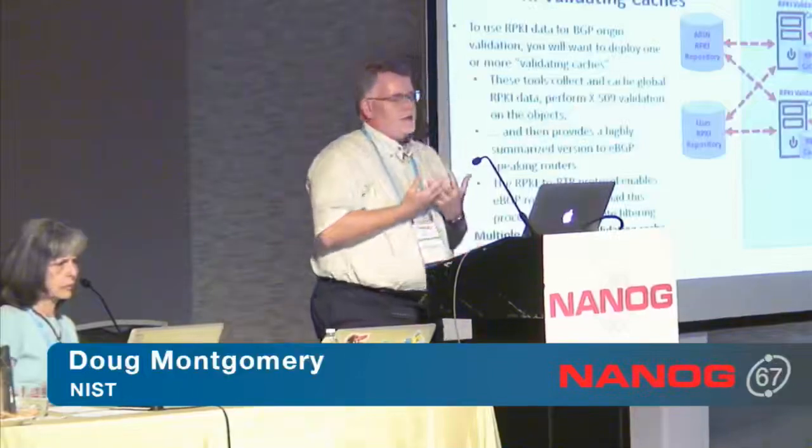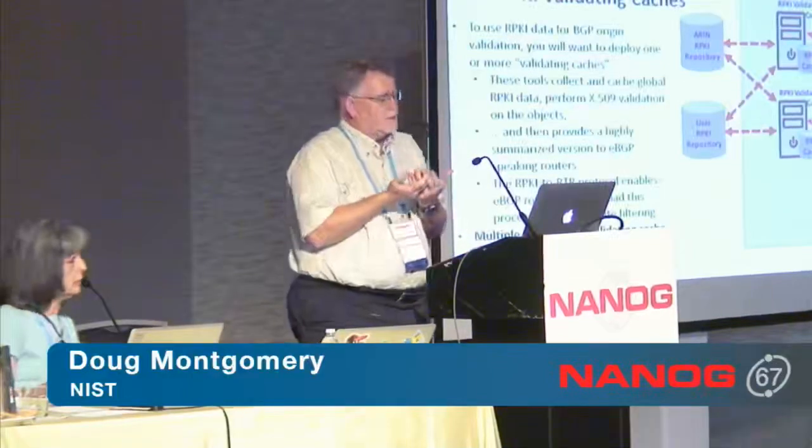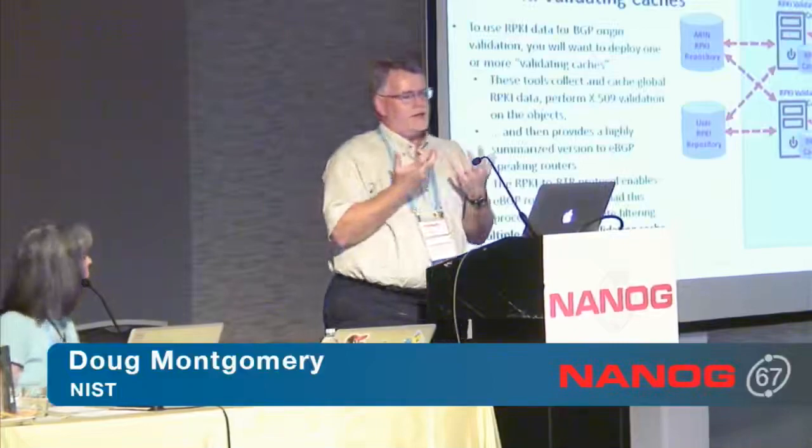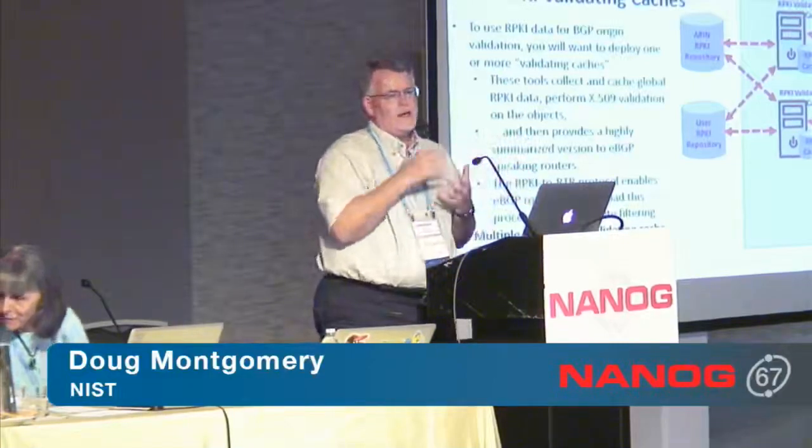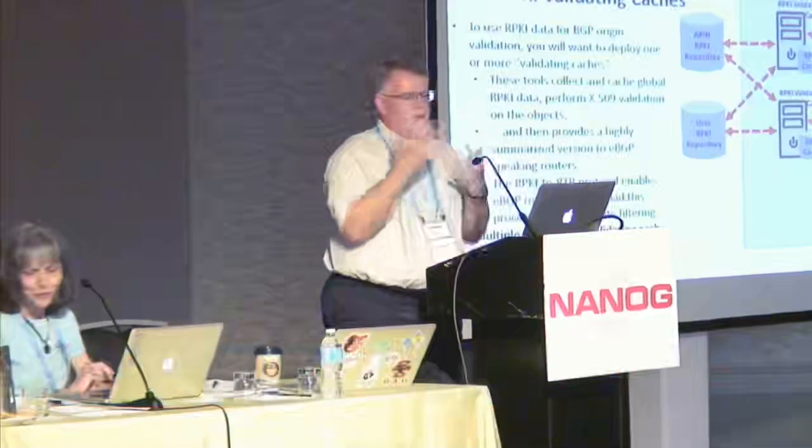So we mentioned the idea of these software tools called validating caches that exist out there, right? So the idea of the whole RPKI model is not that these certificates and X509 data makes it to routers. The model and the architecture has always been that you'll deploy within your network validating caches, right?